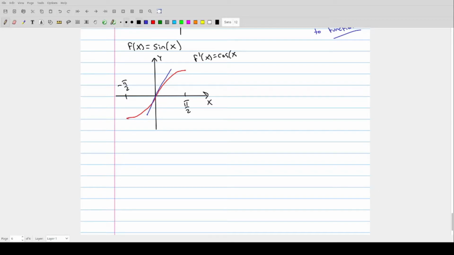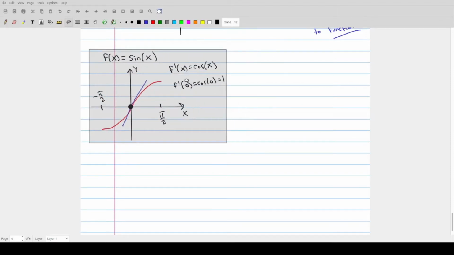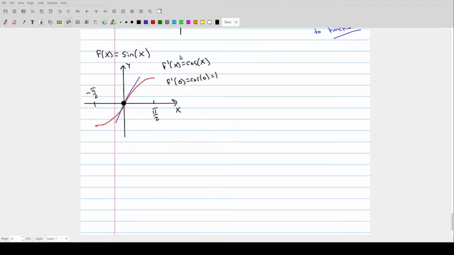which is just cosine of x at the point 0. F prime of 0 is cosine of 0, or 1. So the slope of the tangent line to this function at this point is 1. It's differentiable, and the closer you get to the function, the closer this tangent line approximates the function. So this tangent line is exactly given by L of x, which is f prime of x naught times x minus x naught plus the value of the function at x naught.